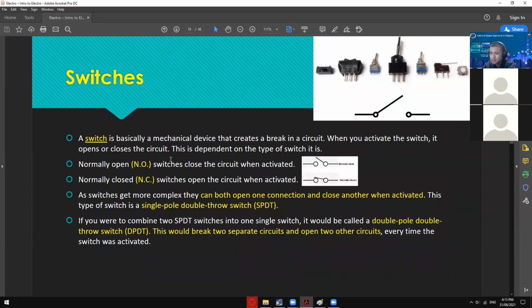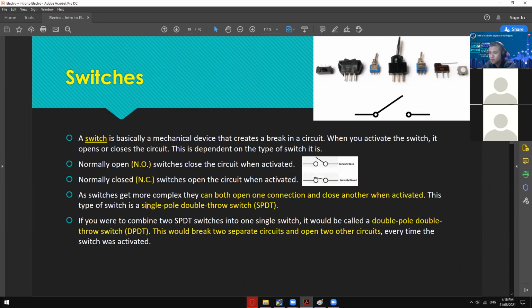And then the next one is switches. So we have a lot of kinds of switch, but it only has one goal, wherein a switch is basically a mechanical device that creates a break in a circuit. So it could break or close a certain circuit. So we have normally open, wherein by default, of course, they are open. And then if you're going to turn on that one, it will close the path. And then we have the normally closed. By default, it's already closed. So if you're going to activate that one, then it will open the connectivity.